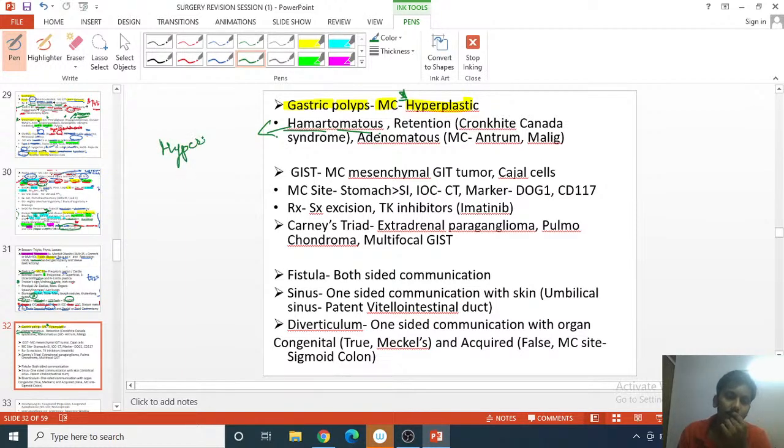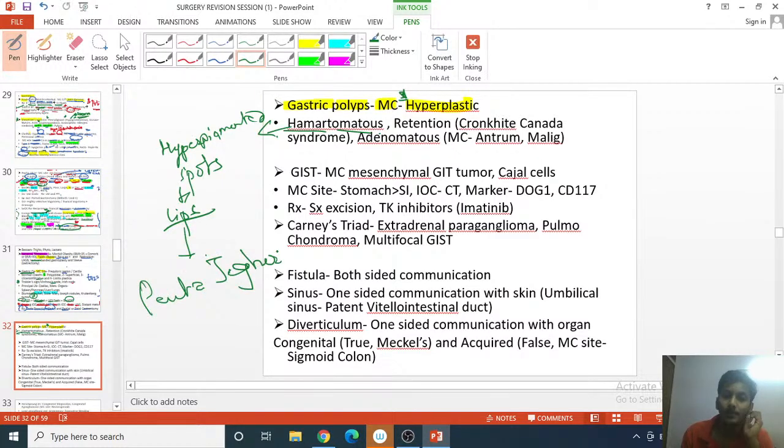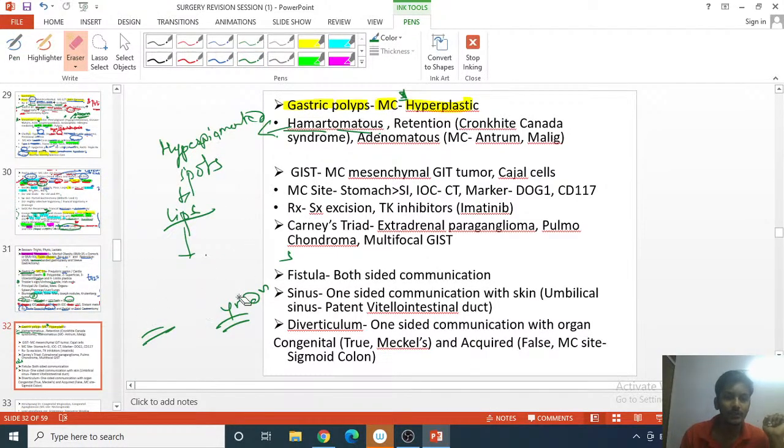hyperpigmented spots around the lips, and hamartomatous polyps, and that syndrome is known as Peutz-Jeghers syndrome. Please remember. Okay, so अगर hyperpigmented spots है around the lips, melanosis बोलते हैं उसको, और hamartomatous polyps है अगर stomach में, then that is diagnostic of Peutz-Jeghers syndrome. Okay, images आ सकती है इस पे, I'll show you the image afterwards.